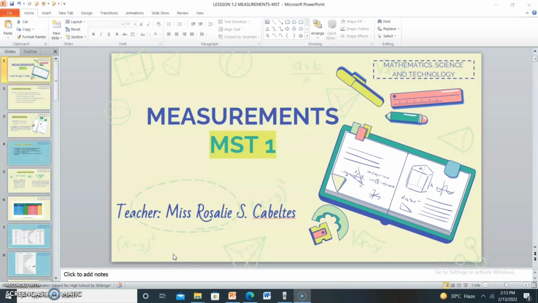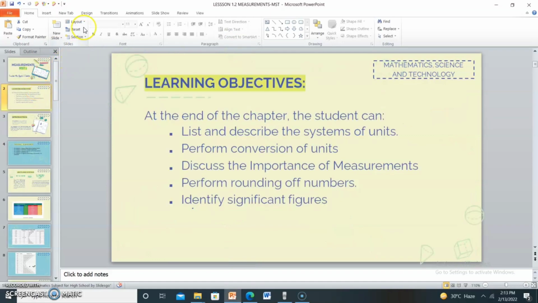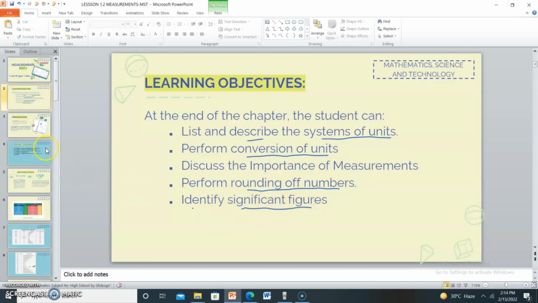Our topic for today is measurement. Learning objectives. At the end of the chapter, the student can list and describe the systems of units, perform conversions of units, discuss the importance of measurements, perform rounding off numbers, and identify significant figures.